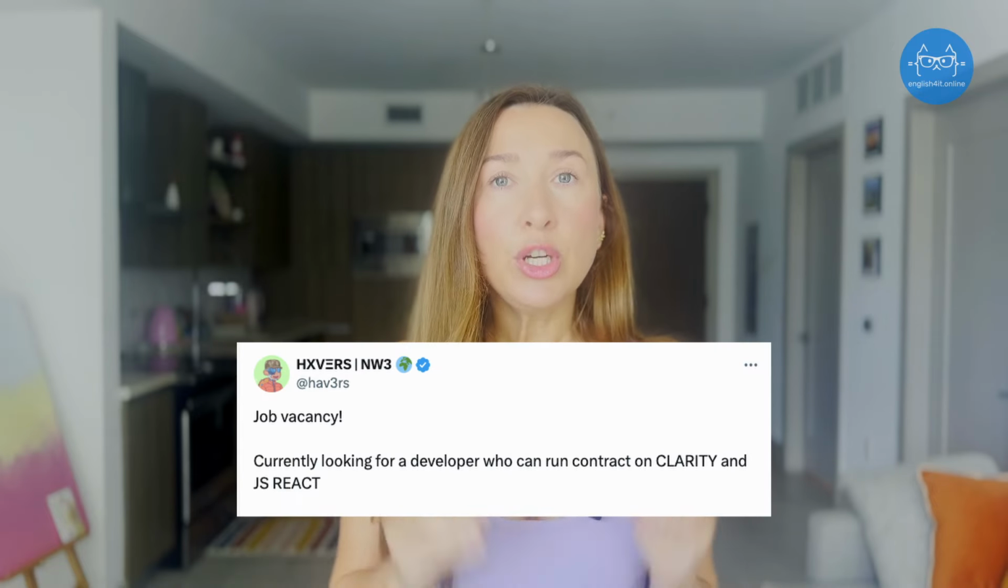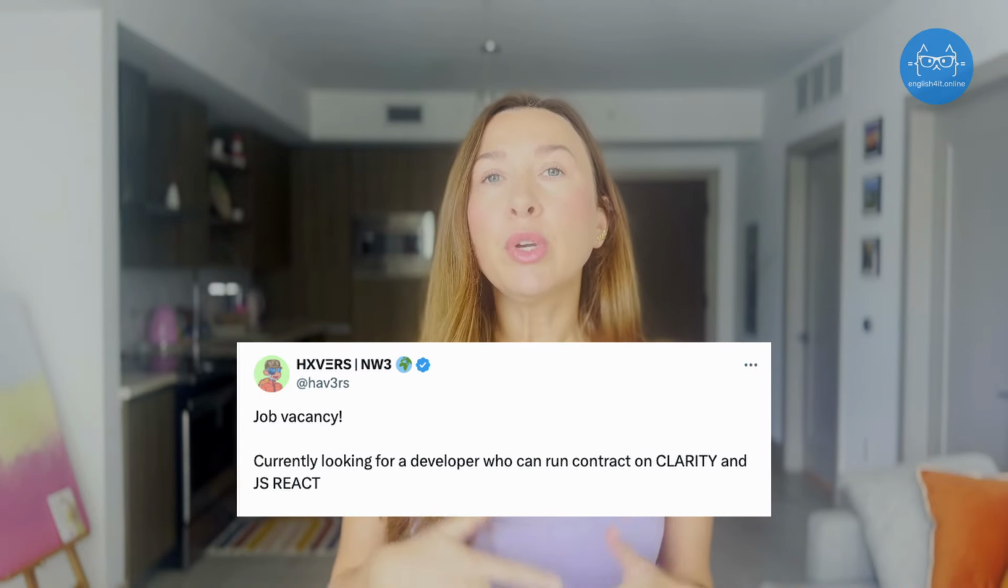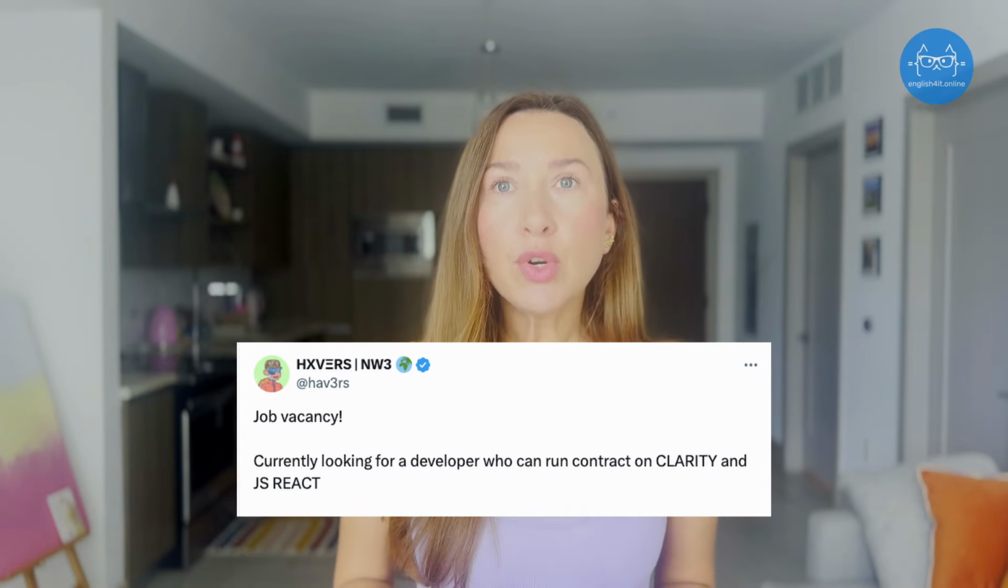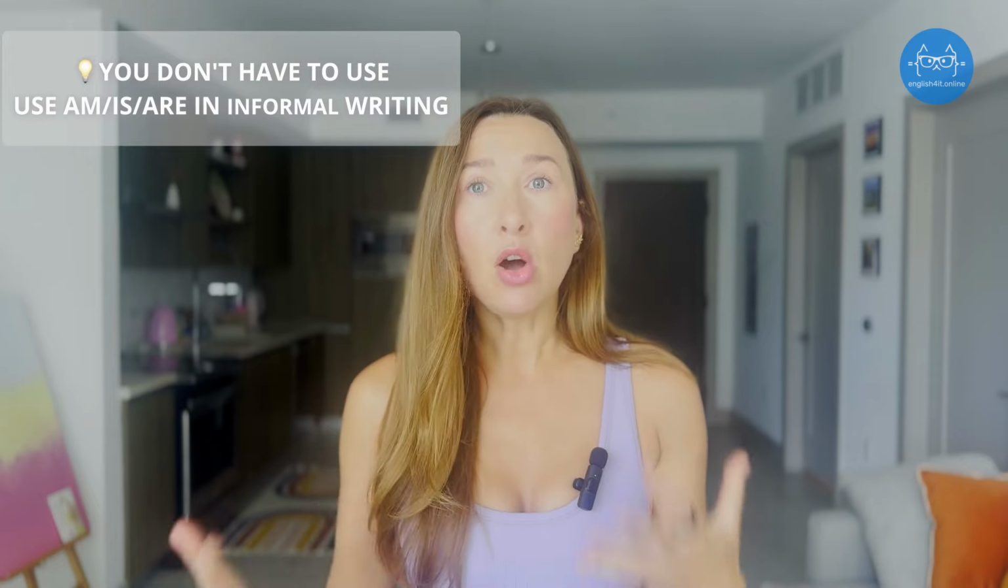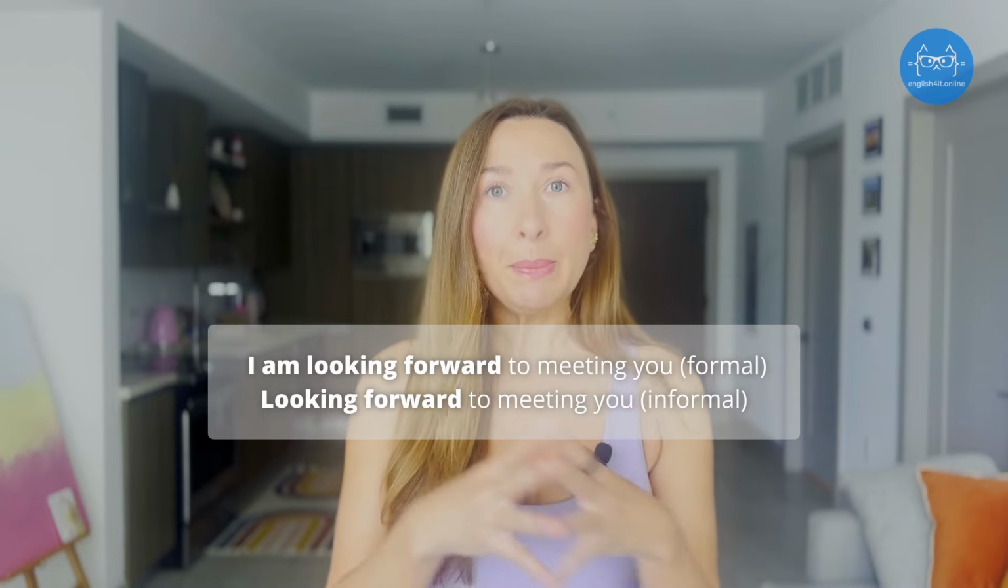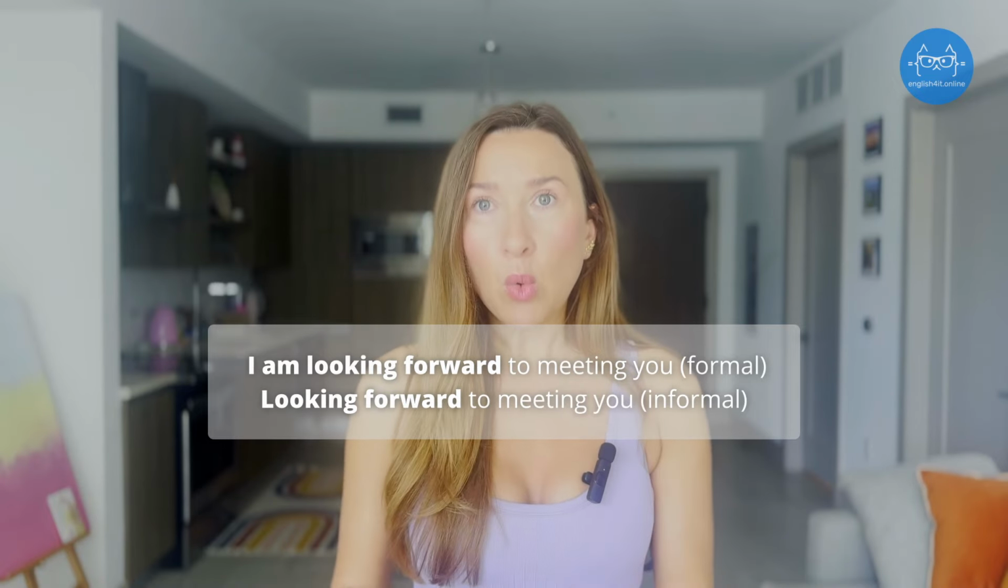Let's take a look now at a real life example, because at English for IT, we teach using real life examples. Let's take a look at this tweet, which reads, "Currently looking for a developer who can run contract on Clarity and JS React." Now, wait a minute, what is going on here? Where is am, is, are? Well, they're missing, and that's because we can use shortened sentences in present continuous in informal writing as well as speaking, where we don't use am, is, are, and we also skip the subject. For example, instead of saying I am looking forward to meeting you, you can say looking forward to meeting you.